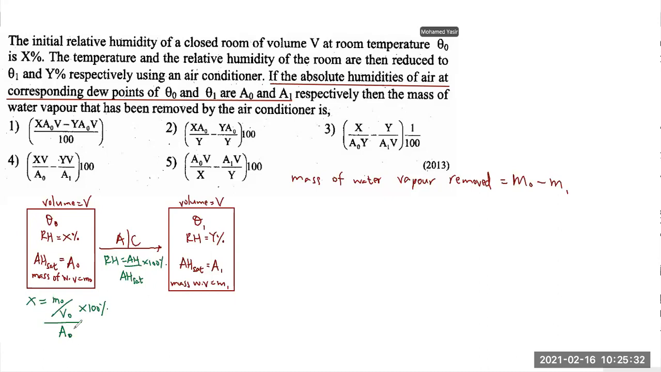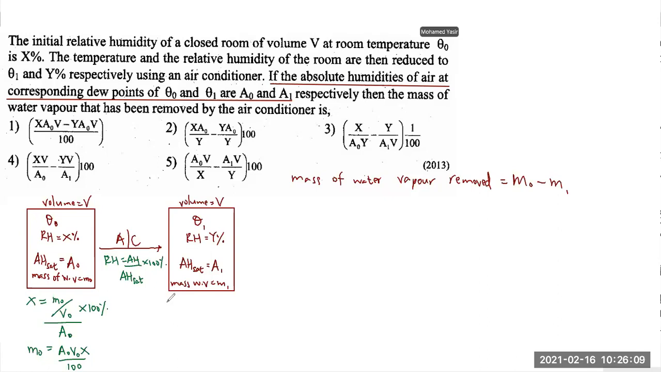Then you have to get an equation for m naught. If you make m naught the subject, what will happen? You will get an equation like this. M naught is equal to A naught V naught into x divided by 100. A naught and V naught get multiplied and go up, and 100 comes down. This is m naught.